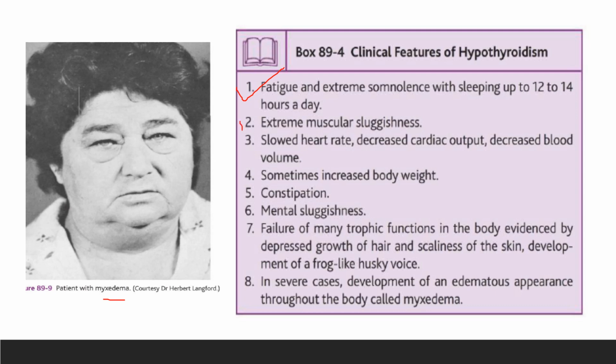day, extreme muscular sluggishness, slowed heart rate, decreased cardiac output, decreased blood volume, sometimes increased body weight, constipation, mental sluggishness, failure of many trophic functions of the body evidenced by depressed growth of hair, scaliness of the skin, development of frog-like husky voice. In severe cases, development in edematous appearance throughout the body called myxedema.